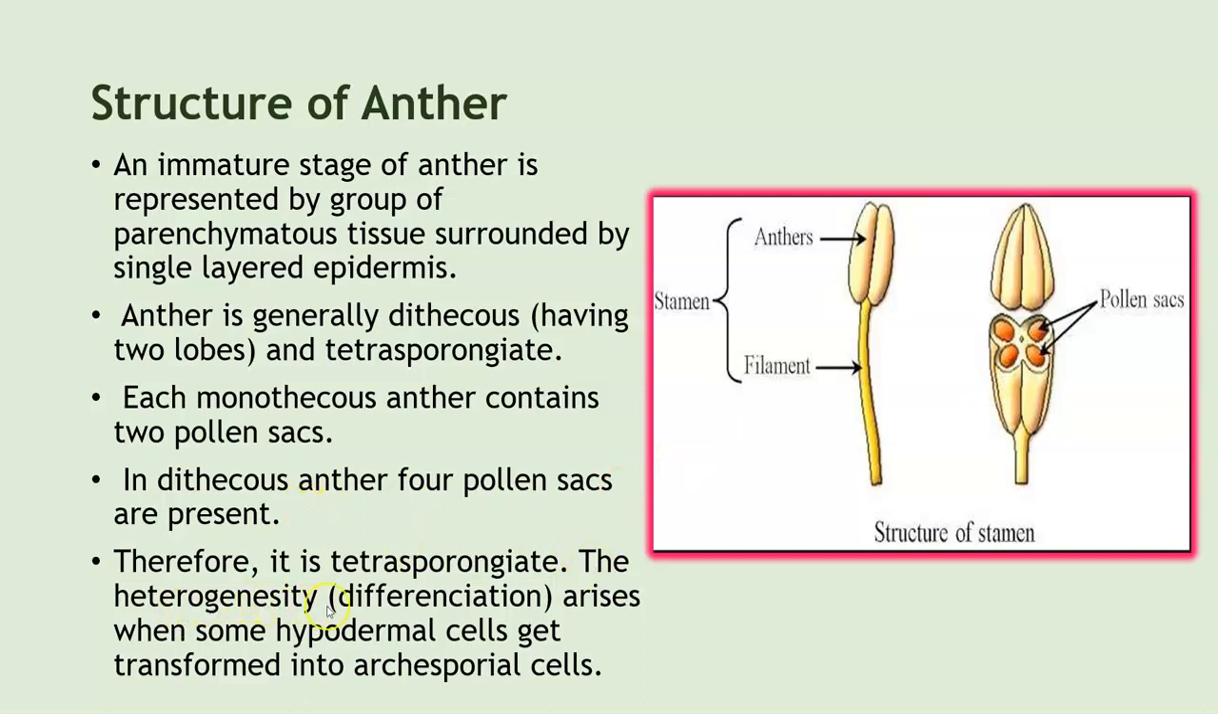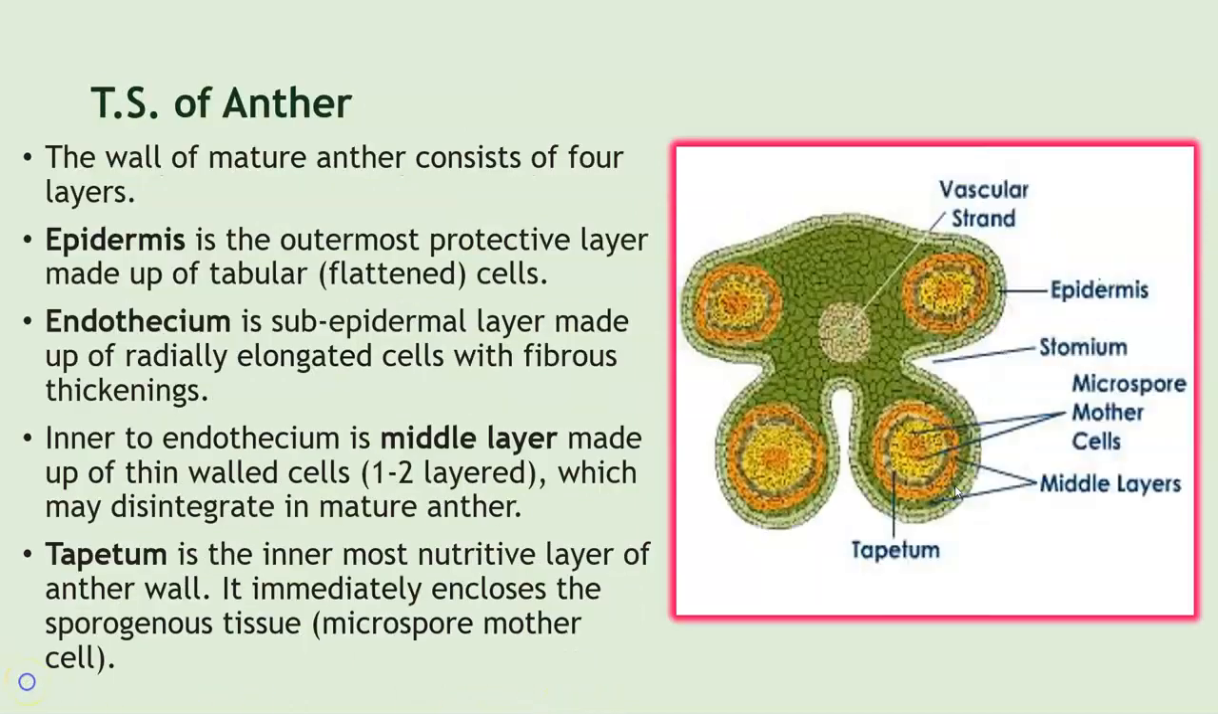The heterogeneity, that is differentiation, arises when some hypodermal cells get transformed into archesporial cells. Now, what are these archesporial cells? Students, the archesporial cells divide into an inner sporogenous cell and outer primary parietal cells. Sporogenous cells form sporogenous tissue, and each cell of the sporogenous tissue is capable of giving rise to a microspore tetrad.